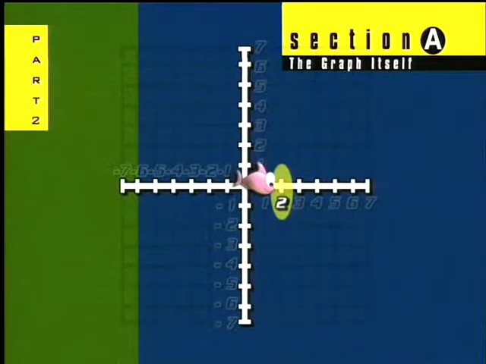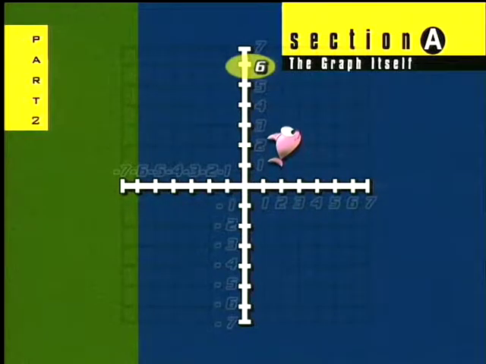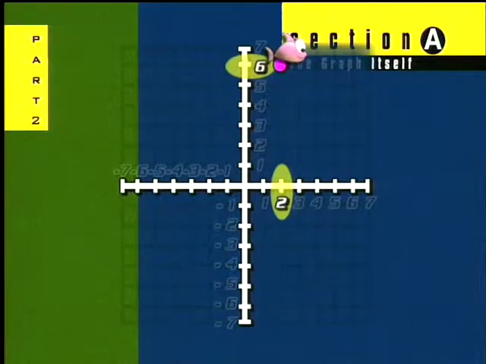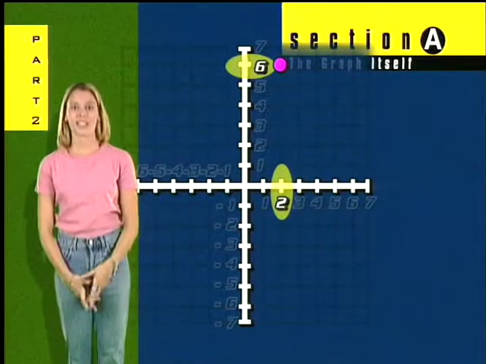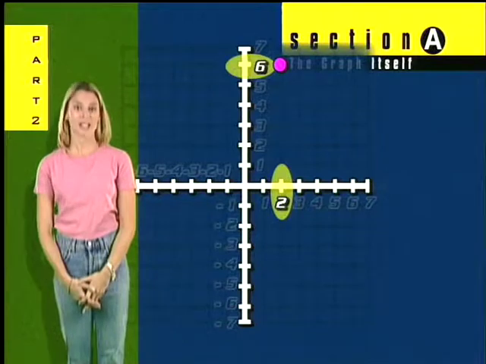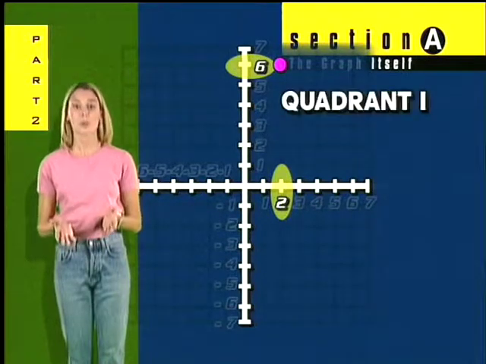In this case, she swims over 2 places to the right on the x-axis. Next, Greta jumps up 6 places on the y-axis. Over and up. This is where Greta leaves her mark. See how Greta made her mark in the top right section? This section is called quadrant 1.